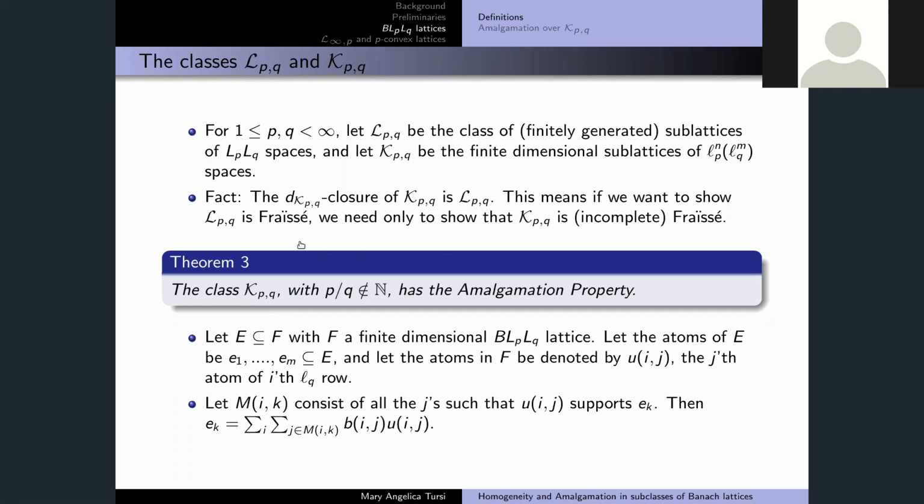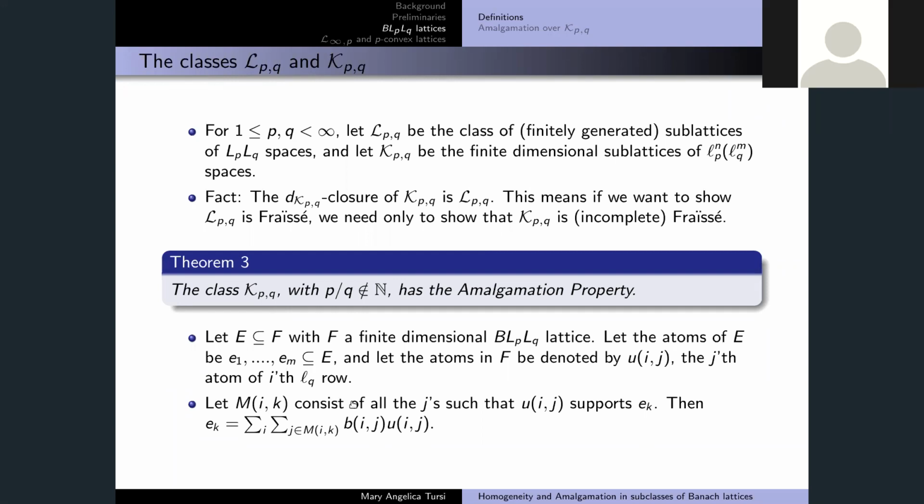One fact about this is that if I take the closure of this, I get L_{pq}. And so what that means is that if I want to show that L_{pq} is Fraïssé, I only need to show that K_{pq} is an incomplete Fraïssé class, because we already have that the closure of K_{pq} is L_{pq}. And so the main theorem that we need to show here is the amalgamation property.